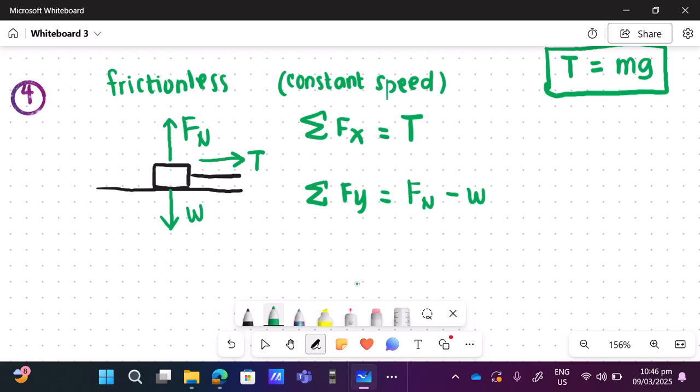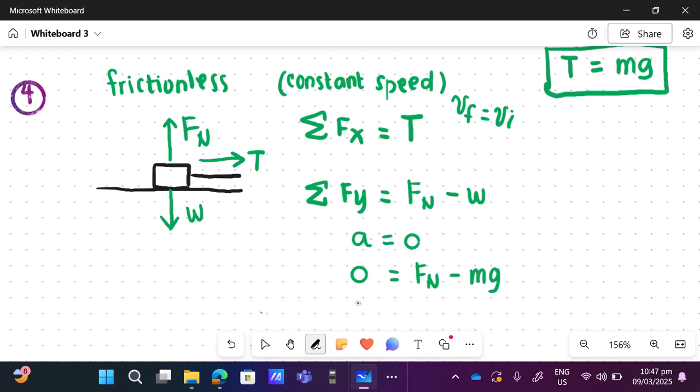Since acceleration is equal to 0, because if we recall, when final velocity equals initial velocity, acceleration is equal to 0. So the net force is equal to 0, and then we can express W as mass times g. So again, here F sub n equals mass times g.